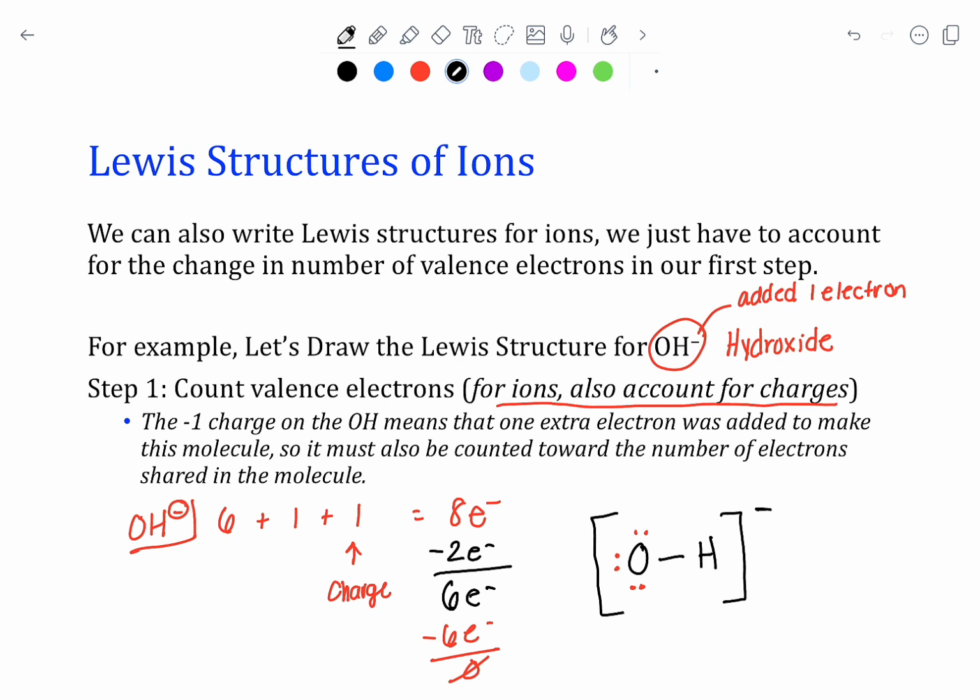Okay, so when you note your charge on the outside of your Lewis structure, you want to put it on the brackets because that electron is being shared amongst the entire atom. If I didn't have the brackets, let me erase them really quick. If I didn't have these brackets and I just put the charge here, it would look like the electron was on the hydrogen, which it technically isn't, because that extra electron from the charge is being shared amongst the entire molecule. Okay, so we put our brackets around it with the charge on the outside.